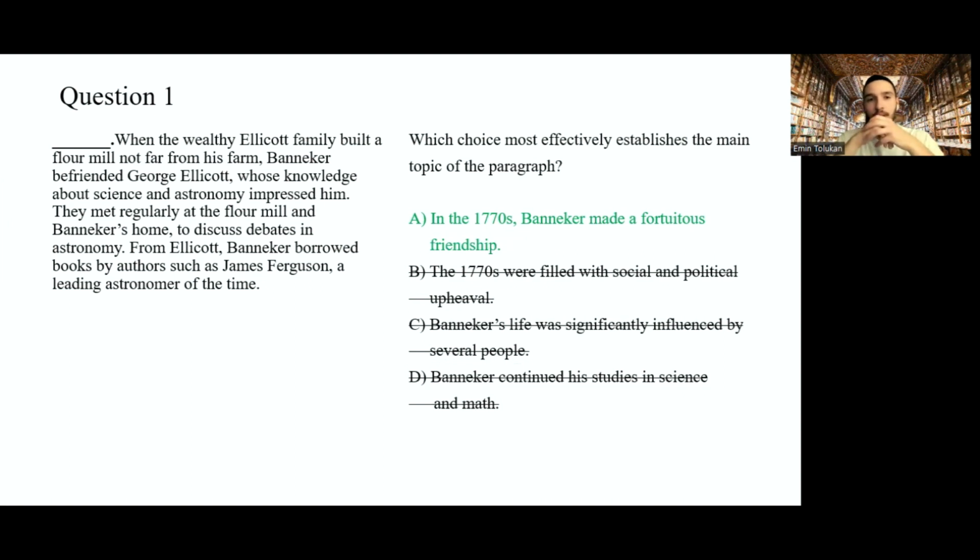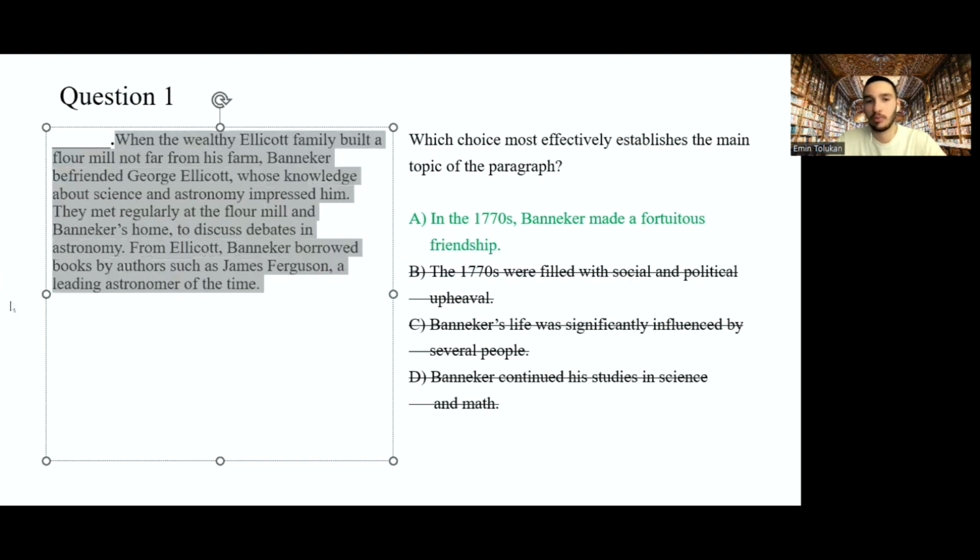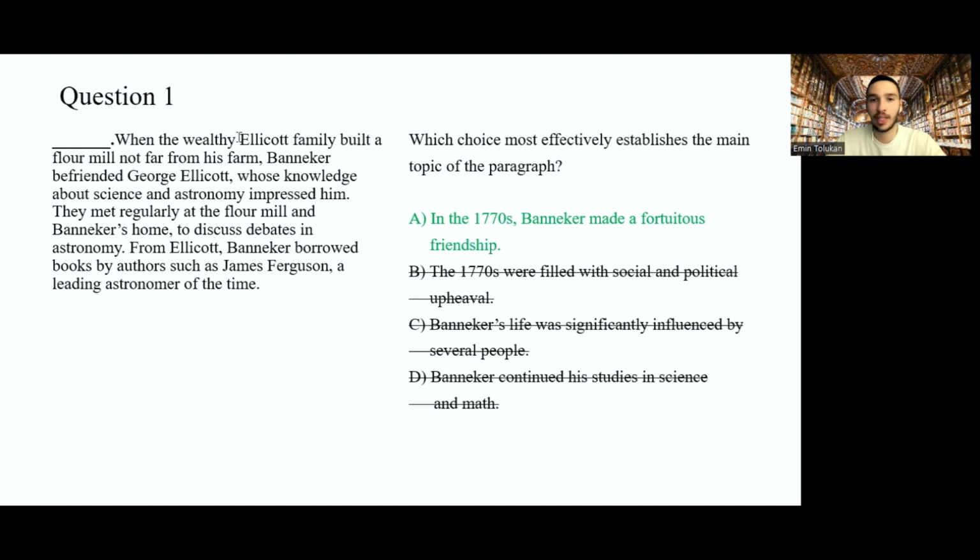So let's repeat. Essentially, what is the main idea of a passage or a paragraph? The main idea is the set of keywords and ideas that have been used throughout the passage, not only in one place, but in many places. The fact that they're friends and that they like each other and that they visit each other was mentioned throughout the entire passage. Not only at the beginning, but also in the middle. They met regularly. They also emphasized their friendship at the end. They borrowed books from each other.